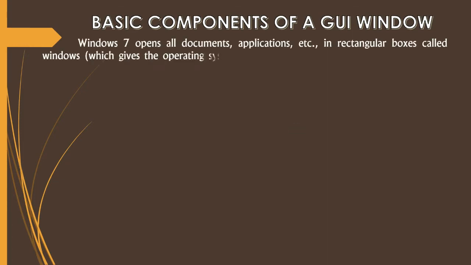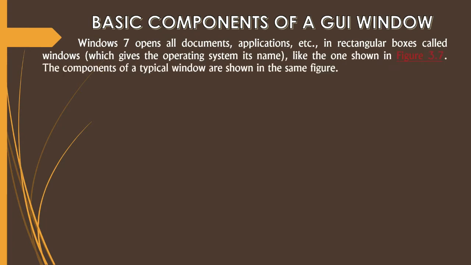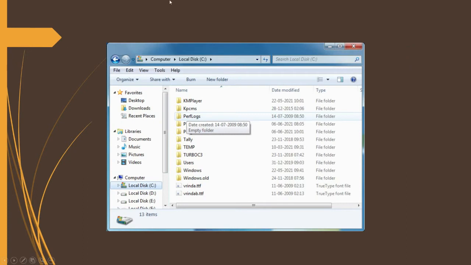Windows 7 opens all documents, applications, etc. in rectangular boxes called windows, which gives the operating system its name. The components of a typical window are shown in the figure. When you open Computer and then the C drive, from here we see the components. We have to know the components of the window, then only it will be easy to understand.